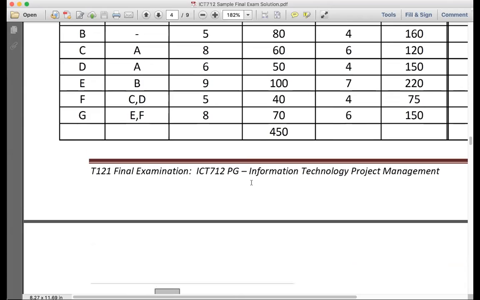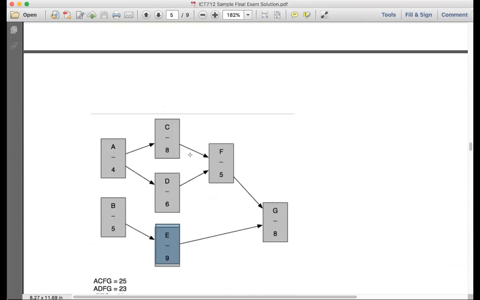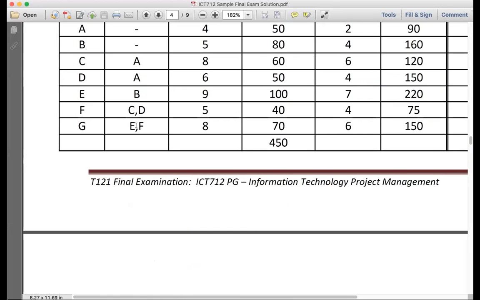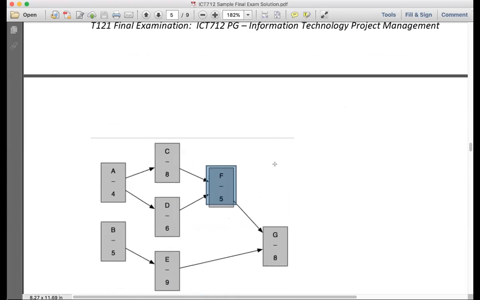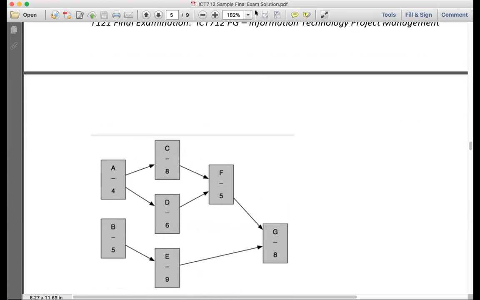Then we said, all right, we have F, which has C and D before it. And we have G, which has E and F before it. Does that make sense? Is that difficult? No, sir. Jaya, are you good with that? No worries. Jaya, is that good for you?